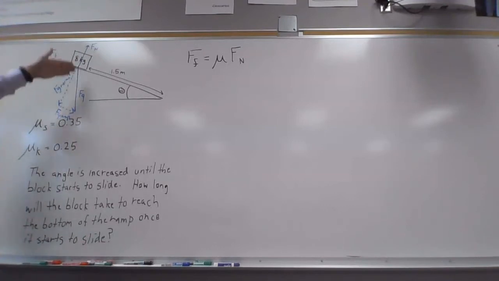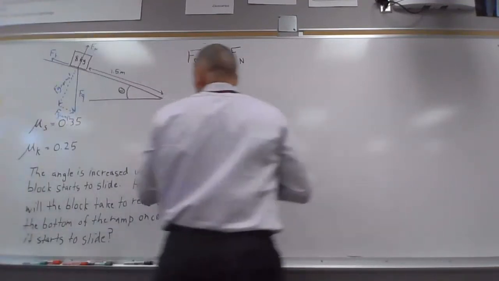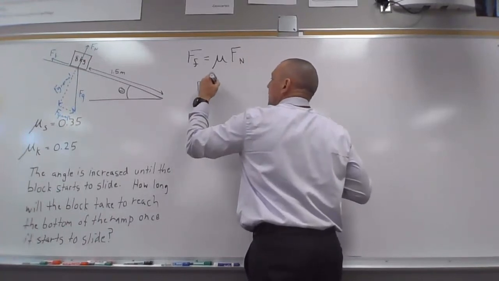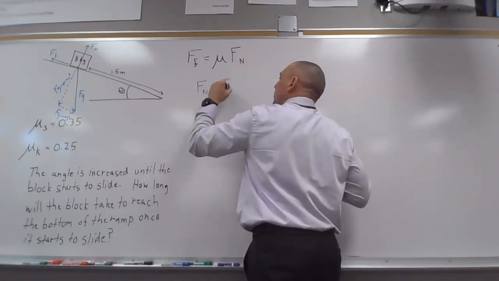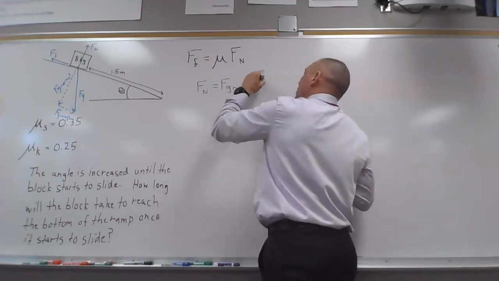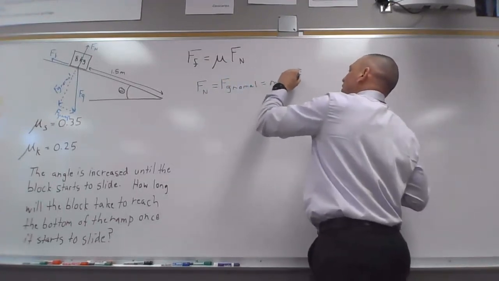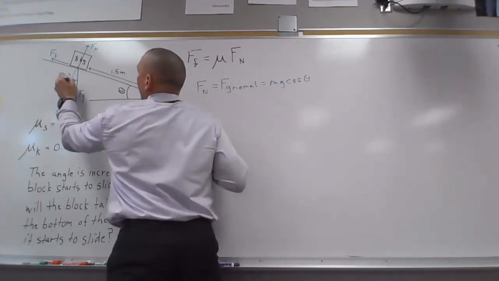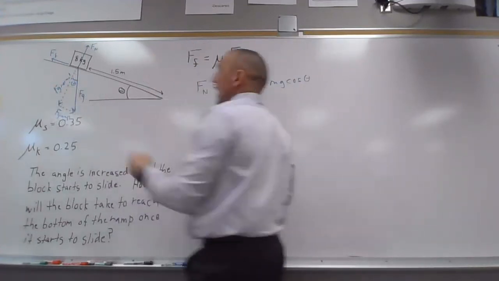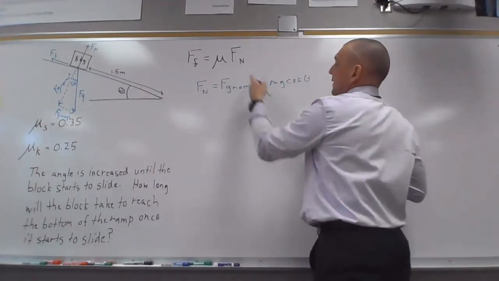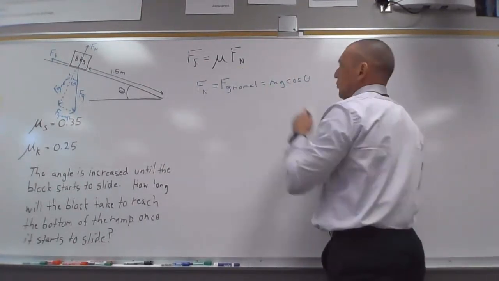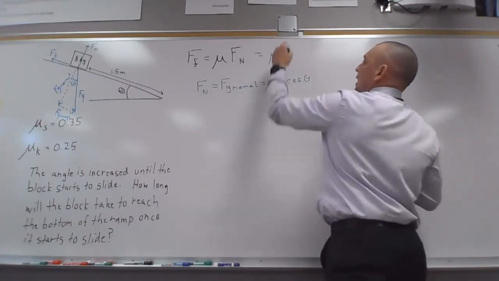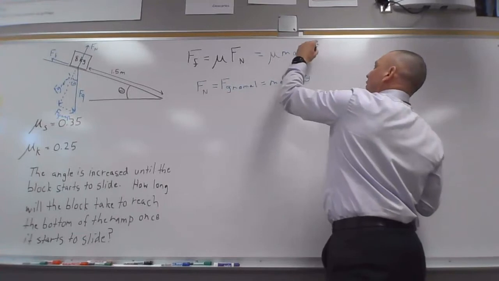And from here, we can start out with our equations. So from the last video, we found that the normal force was going to be equal to Fg normal, which turned out to be mg cosine theta, because here's our angle theta, and Fg normal is adjacent to that angle. And so we can put this into our friction equation right away. And we see that the force of friction is going to be the coefficient of friction times mg cosine of theta.